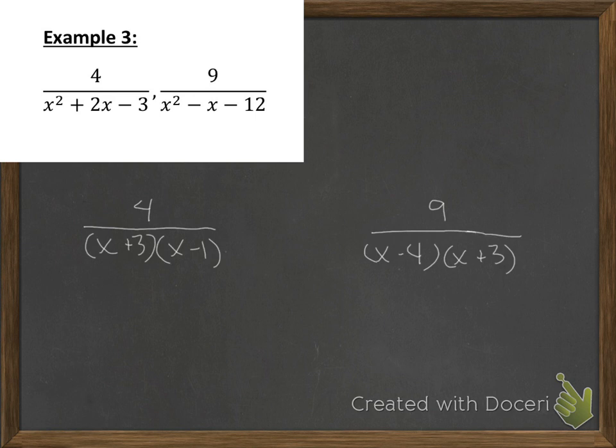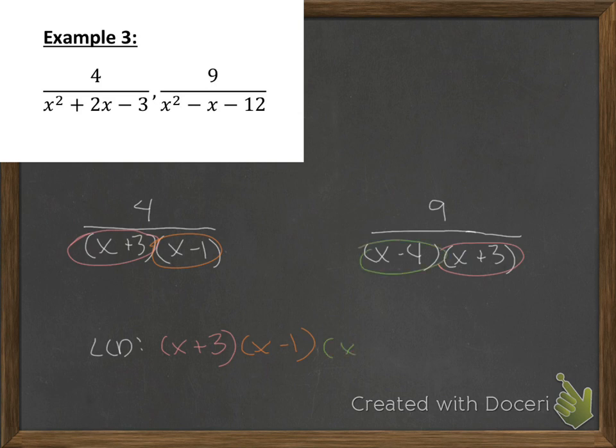Okay, so let's build our LCD. When we build our LCD, we see that they both have an x plus 3 in them. So we only need to write x plus 3 one time. We do not need to write it twice. Okay, this guy has an x minus 1, and this guy has an x minus 4. Okay, so that would be our final answer. All right, let's do another example.